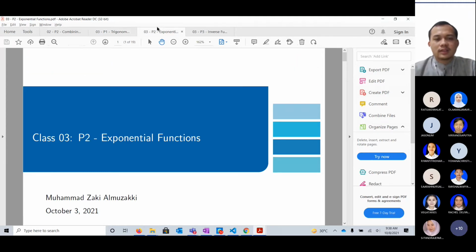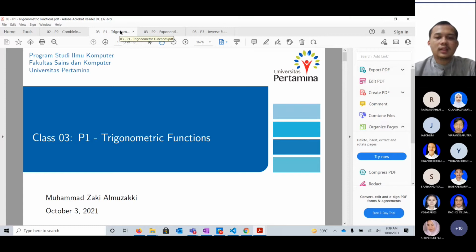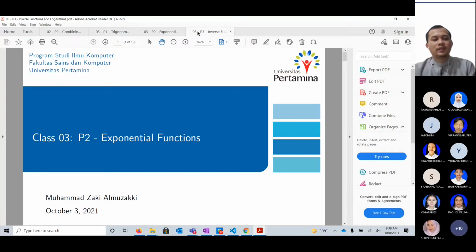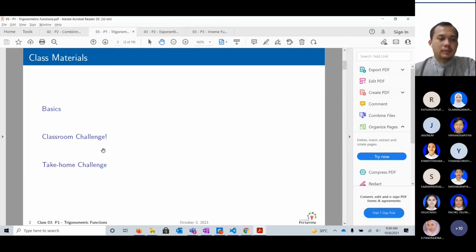For the next 3 slides, they are basically the same as what you learned during high school. So I believe that I can go a little bit faster than before, because before you had not learned about scaling, shifting, reflecting. Now about trigonometric functions, exponential functions, inverse functions, and logarithm, you have learned them in high school. I will just go a little bit faster in this case. For this part, we only learn some basics and some challenges.